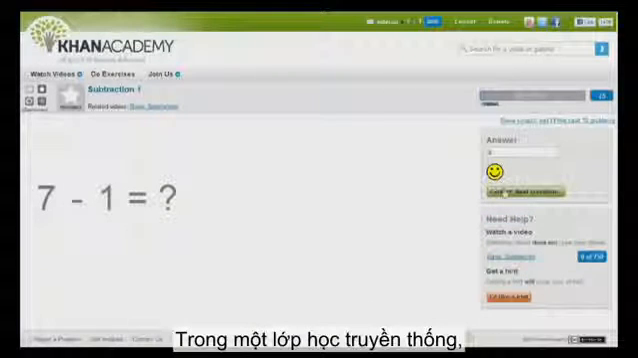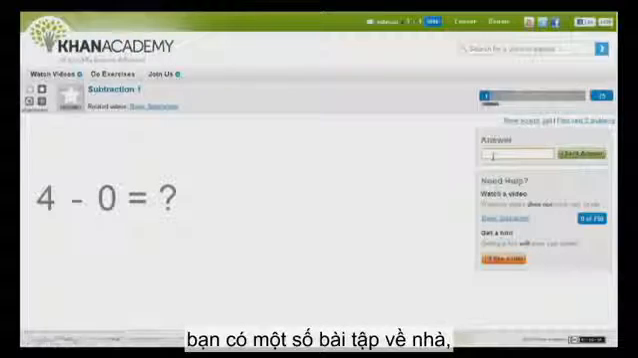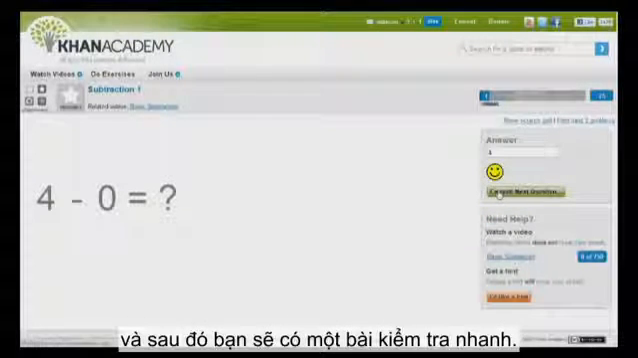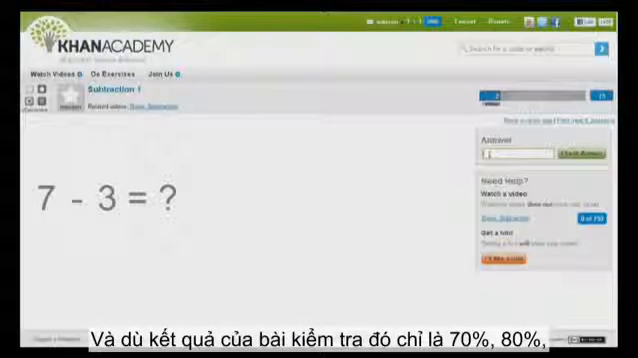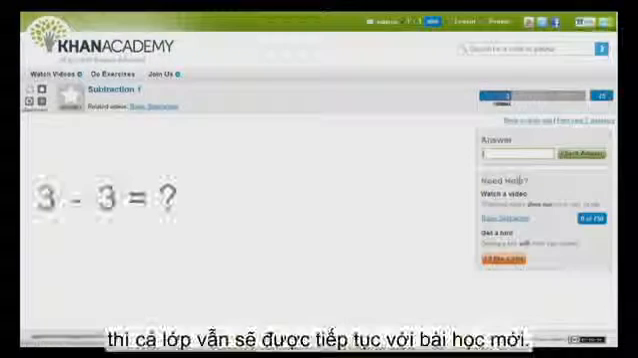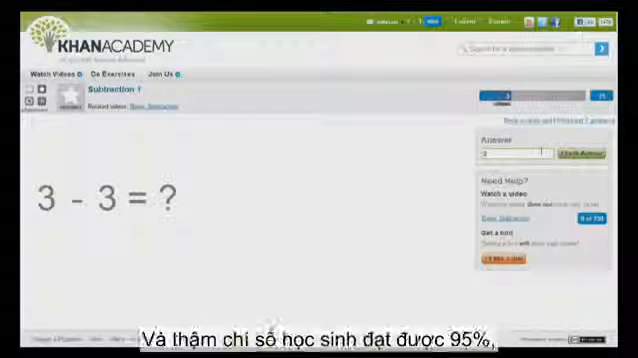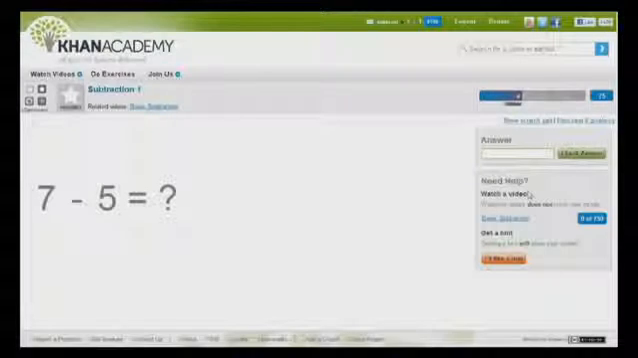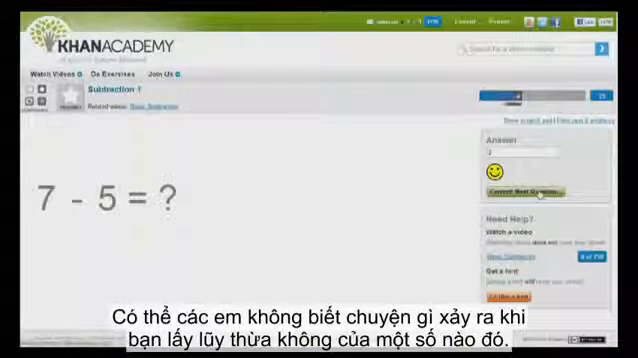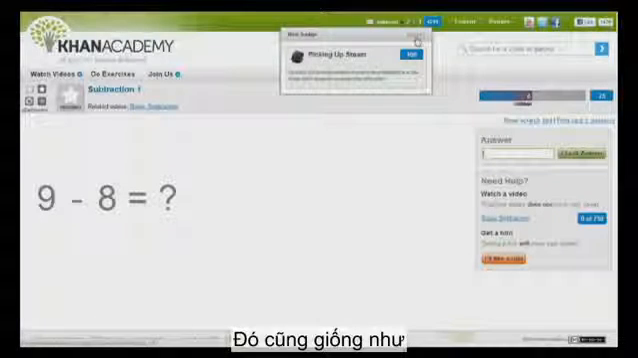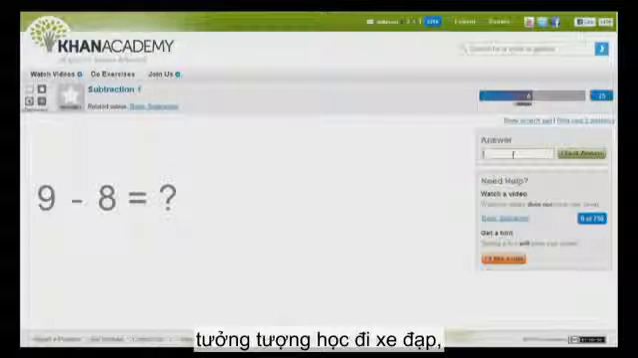In a traditional classroom, you have a couple of homework and a lecture, and then you have a snapshot exam. And on that exam, whether you get a 70%, an 80%, a 90%, or a 95%, the class moves on to the next topic. And even that 95% student, what was the 5% they didn't know? Maybe they didn't know what happens when you raise something to the 0th power. And then you go build on that in the next concept. That's analogous to, imagine learning to ride a bicycle.